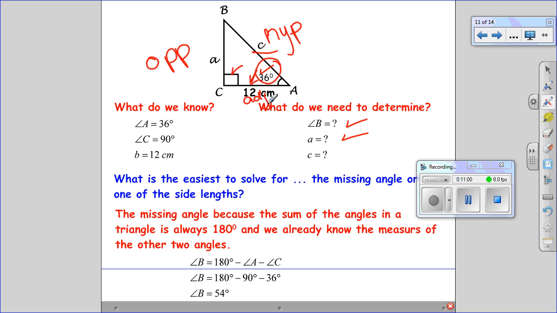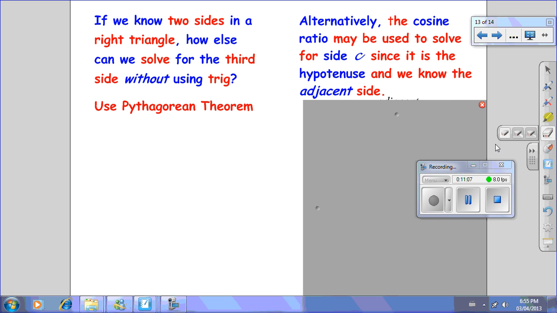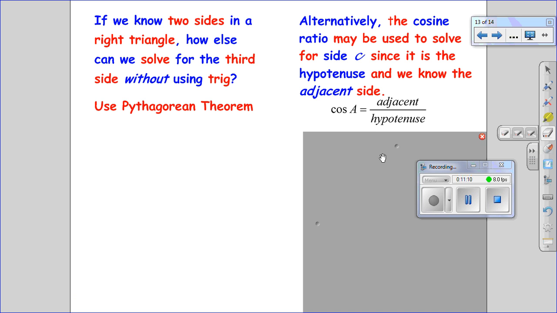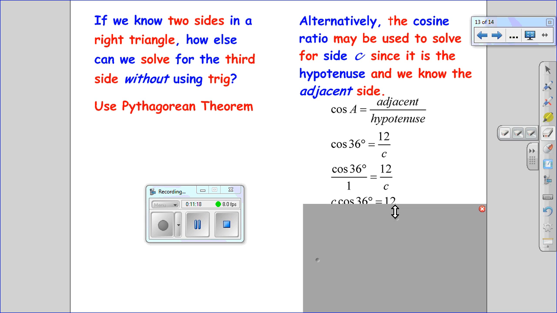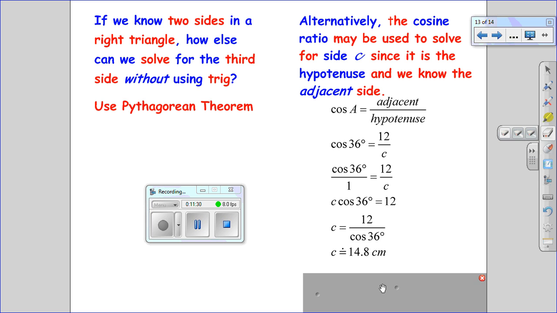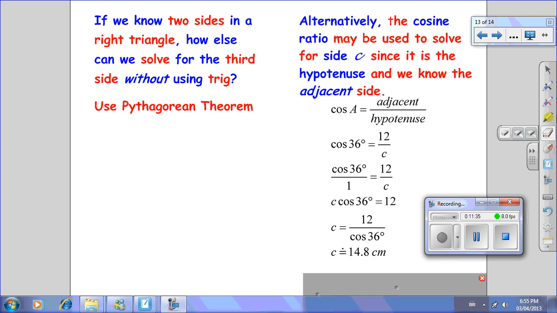The alternative is I've got my adjacent, I'm looking for my hypotenuse, and that's a cosine ratio. So the cosine ratio is 12 over C. And what's interesting with this one is when I set it up as a proportion, I'm going to multiply both sides by C and multiply both sides by 1, and I end up with C cos 36. In order to get that C by itself, I have to divide both sides by 12, and I've solved for side C.